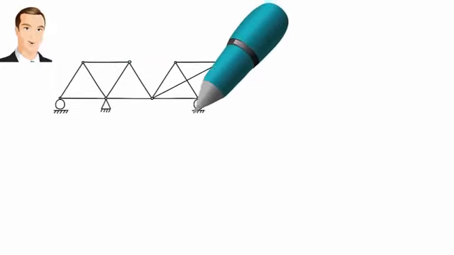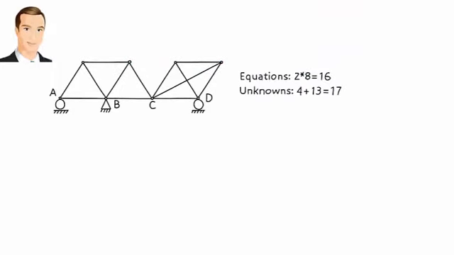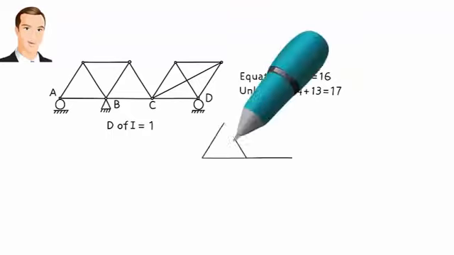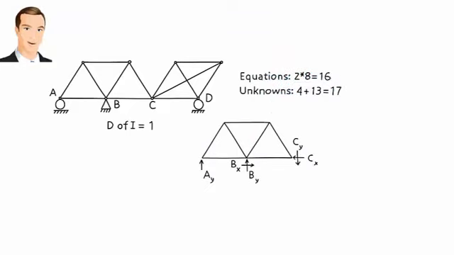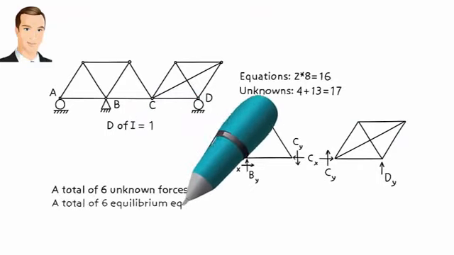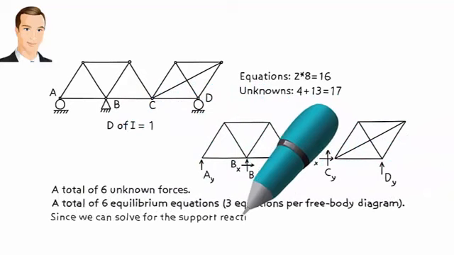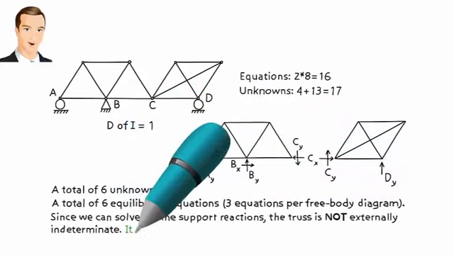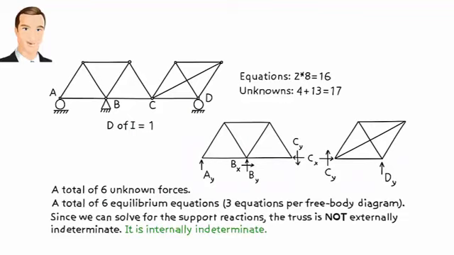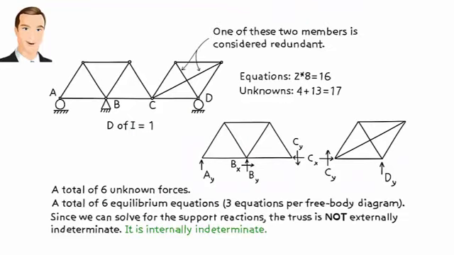What is the degree of indeterminacy of this truss? The truss is indeterminate to the first degree. In spite of having 4 support reactions, this truss is not indeterminate externally. Why? Because we can determine all the support reactions by writing and solving 2 sets of equilibrium equations, one set for the left substructure and one set for the right substructure. The indeterminacy here is internal, due to the presence of an extra, redundant member in the right substructure.